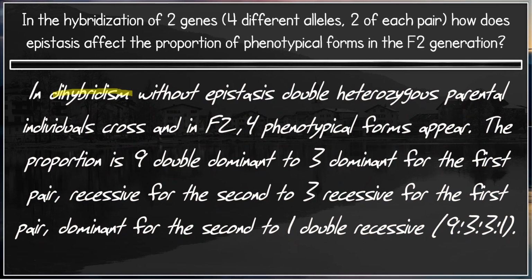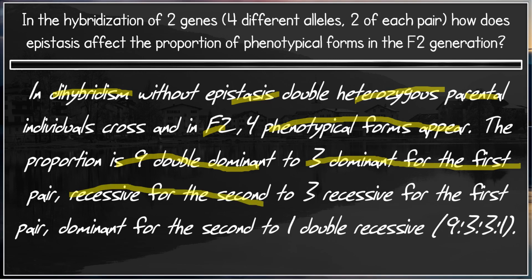In dihybridization without epistasis, when a double heterozygous parent individual is crossed, 4 phenotypic forms appear in F2. The proportion is 9 double dominant, 3 dominant for the first pair and recessive for the second pair, 3 recessive for the first pair and dominant for the second pair, and 1 double recessive. 9 to 3 to 3 to 1.